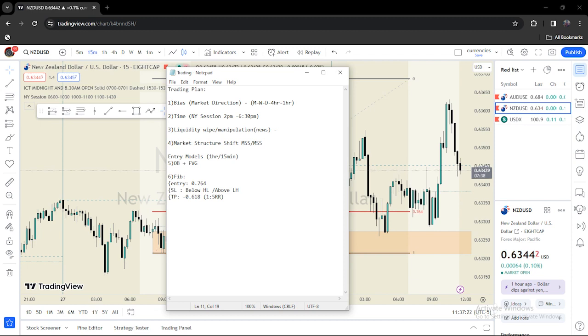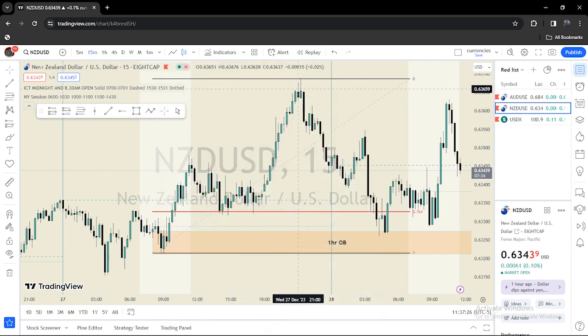So with that being said, we are here. The first thing is bias. I'm actually bullish this whole December, probably until mid-January. I'm looking for buying setups. So this is what I do.